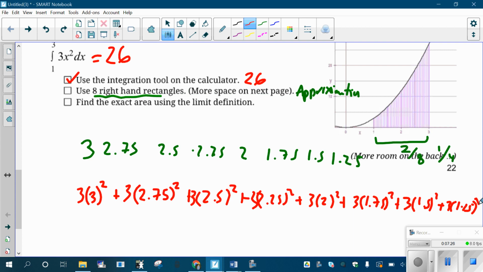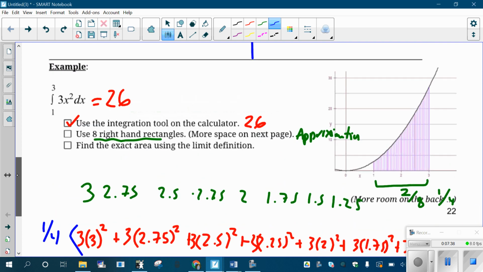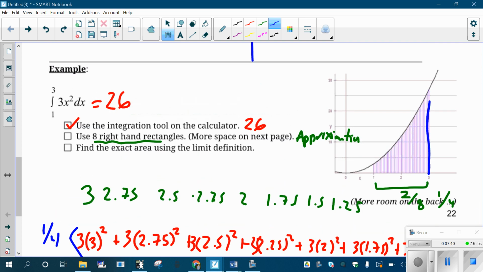Okay, and each of these rectangles has a width of a quarter, so I'm just going to put the quarter on the outside. Here are the heights of my 8 rectangles. Here's the width of them all. Again, visually, what am I talking about? I'm talking about making 8 rectangles, each a quarter of a unit wide. So there would be 1, there would be 2. They're right-hand rectangles, that's why I'm working from the right. You can look at the picture and tell it's going to be an overestimate.